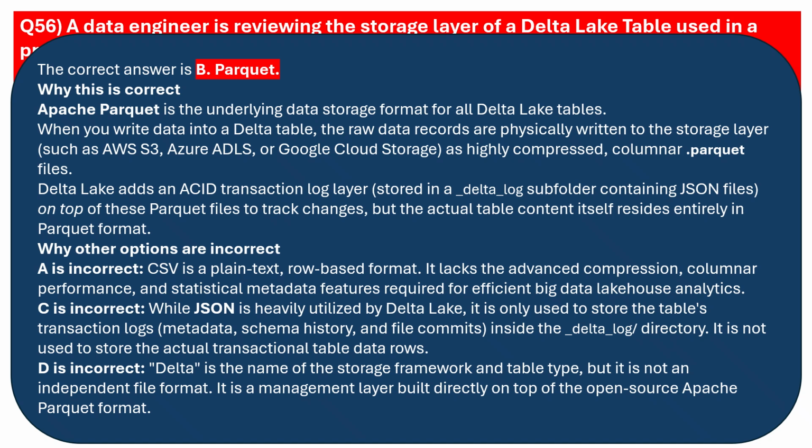Why other options are incorrect? A is incorrect. CSV is a plain text row-based format. It lacks the advanced compression, columnar performance, and statistical metadata features required for efficient big data lakehouse analytics.